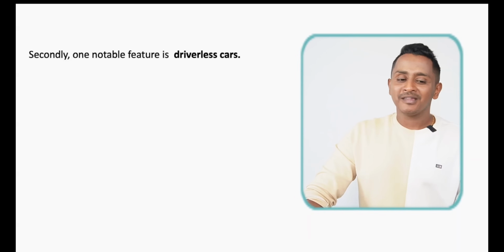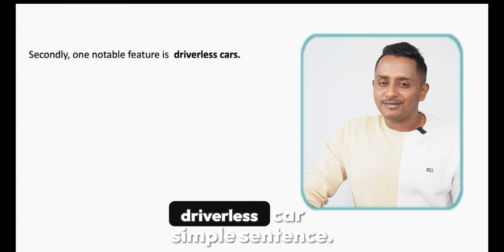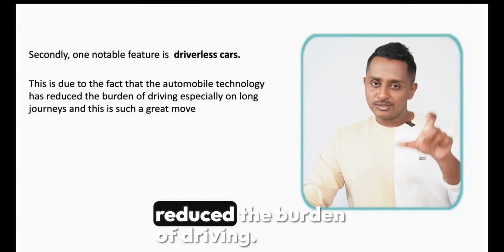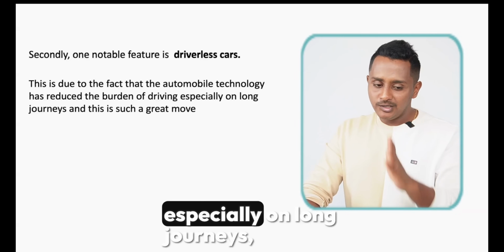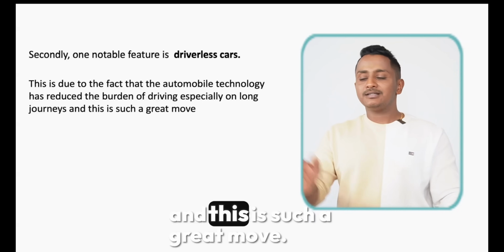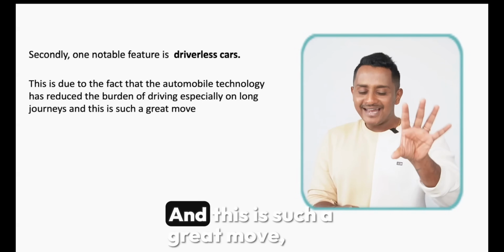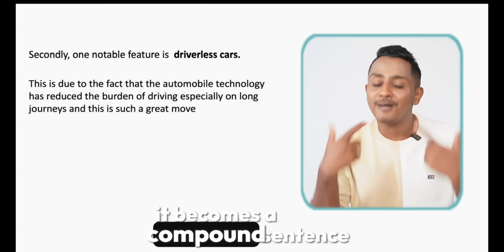Now we already have a mixture of everything. In the third paragraph you write whatever you want. All simple, all compound or all complex, it's up to you. Secondly, one notable feature is driverless cars, a simple sentence. This is due to the fact that automobile technology has reduced the burden of driving, especially on long journeys, and this is such a great move. If you make it "which is such a great move", it becomes a complex sentence. And "this is such a great move" makes it a compound sentence.